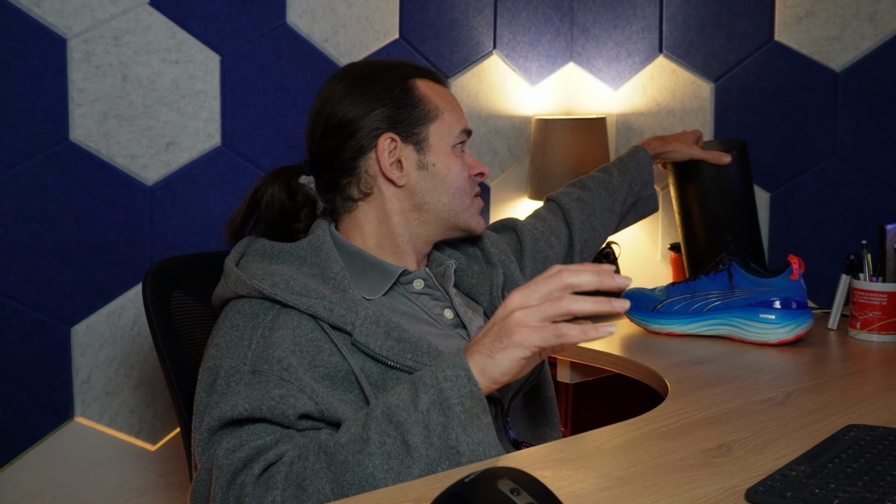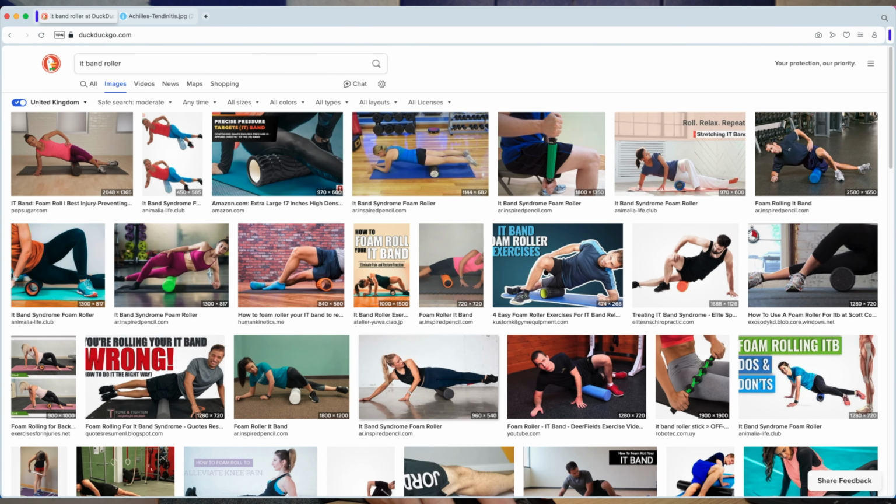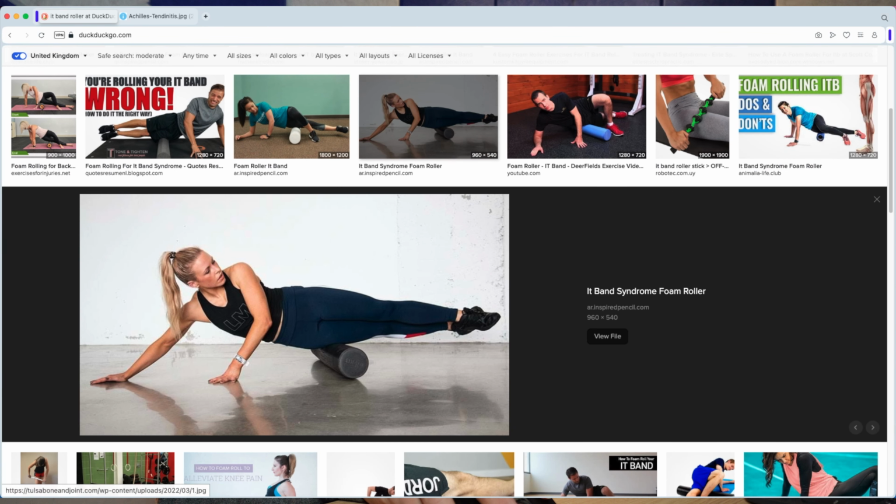And the fix to this is very similar. The fix for me is very similar to the plantar fasciitis, which is to use a roller like so. And in fact, I'm sure we could probably find an image of somebody using that. Just rolling on the side like that a few times before and after running really does take the edge off, so you don't actually have any pain long term.